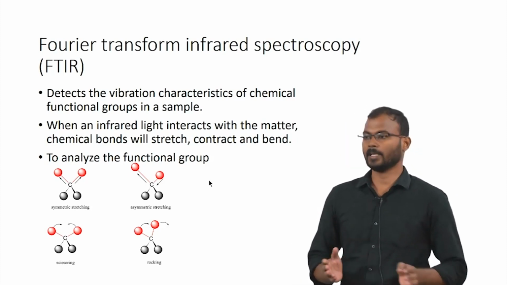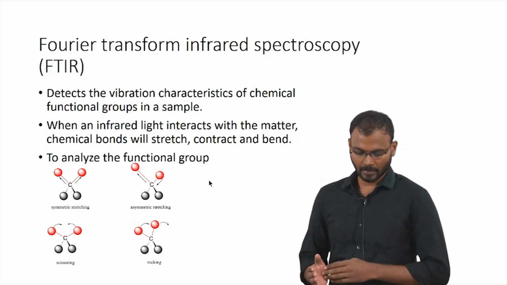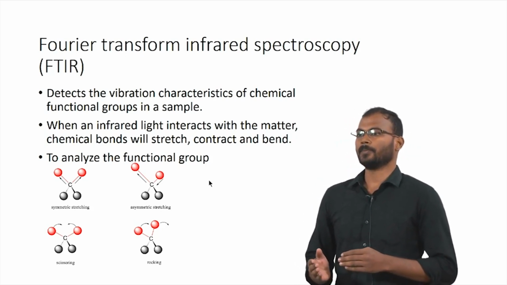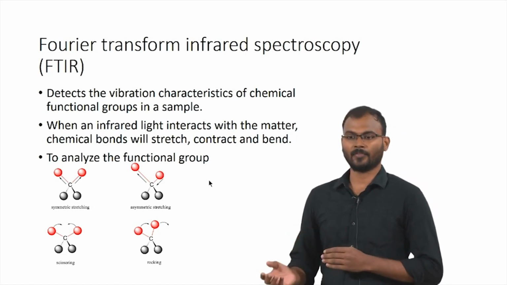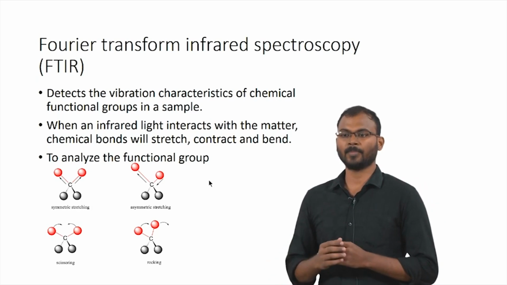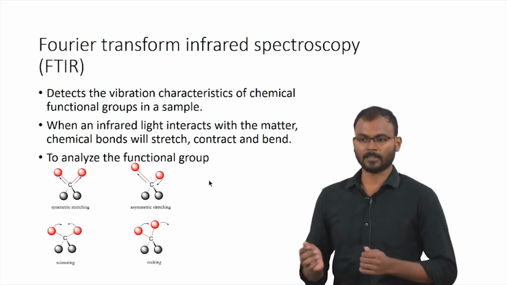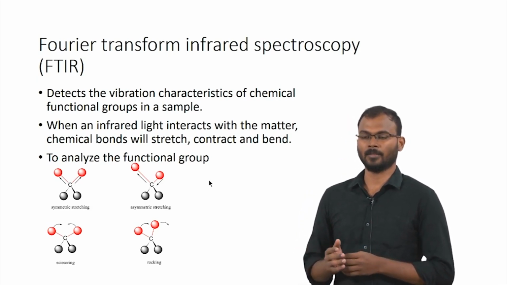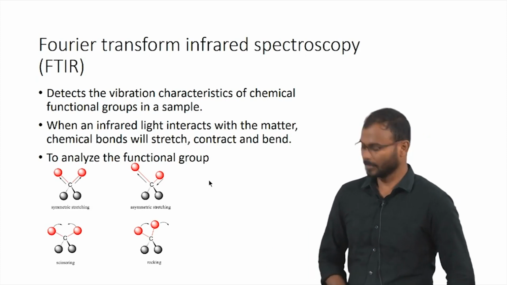So, there are different types of stretching: symmetric stretching, asymmetric stretching, scissoring and rocking. If you have a highly nucleophilic group, it will have repulsion with the neighboring nucleophile, so that stretching will be observed under the FTIR spectroscopy.